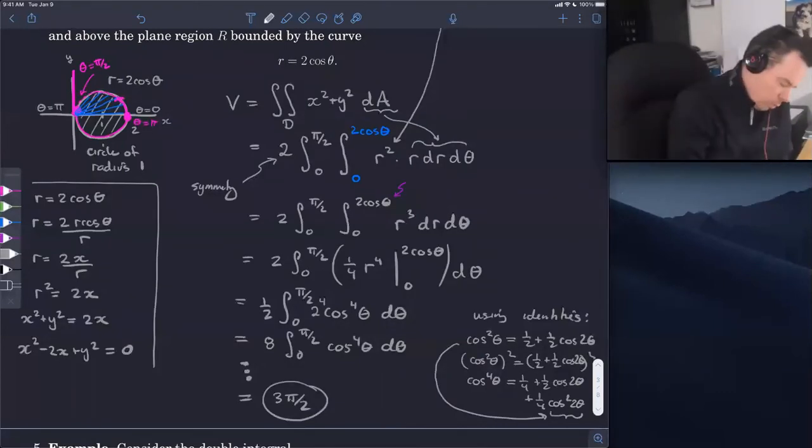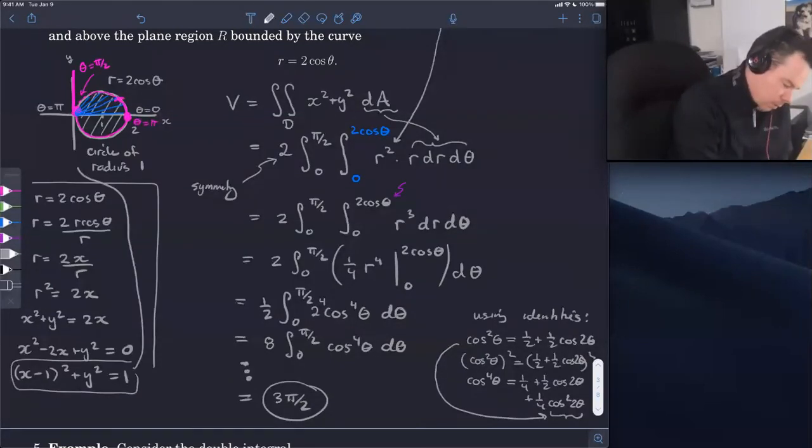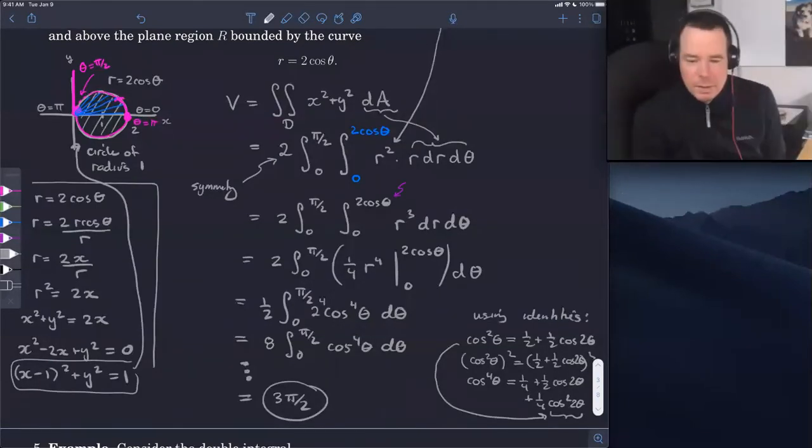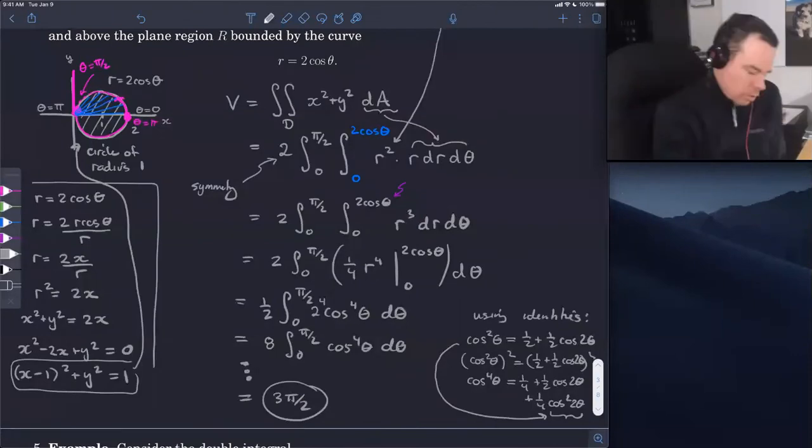I just have to complete the square to finish it off. So that becomes x minus 1 squared plus y squared is equal to 1. And that's our circle that we have there. So that would have been a calculation that we did in calculus 1. But yeah, thanks for the question. And that's a good reminder for us now.